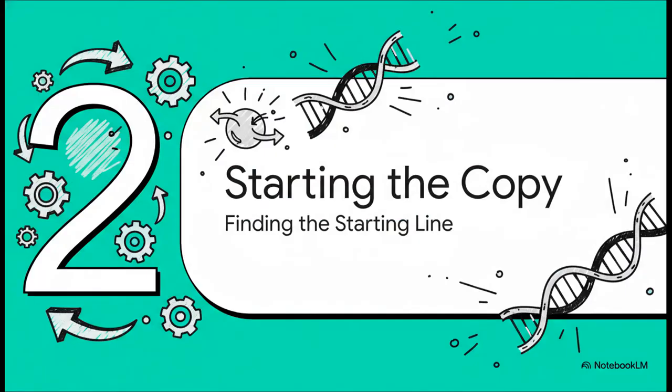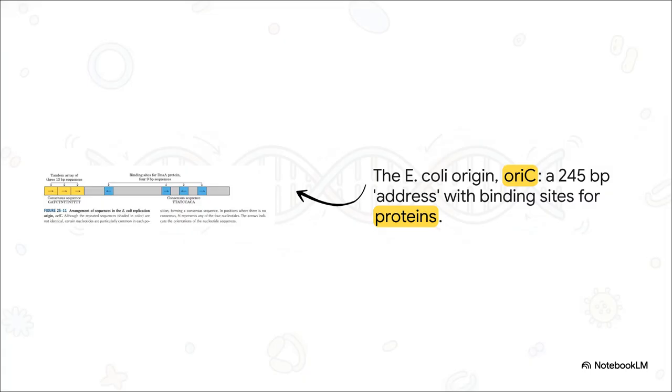So let's dive into that first, and you could argue most critical step, Section 2, starting the copy. This is all about initiation, because let's be real, if you don't start in the right place, everything that comes after is just meaningless. You see, replication doesn't just start randomly. Nope. It begins at a very specific DNA sequence, kind of like a unique street address. It's called the origin of replication, or OriC. In E. coli, it's a 245 base pair region.